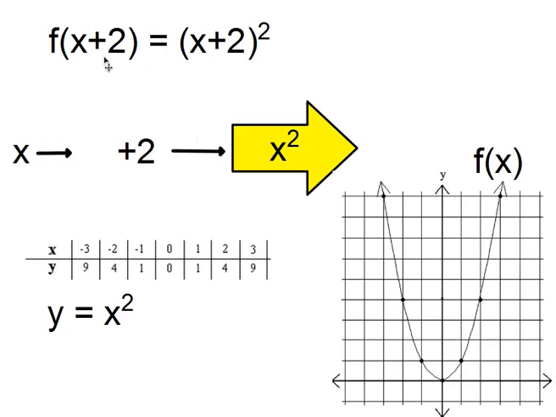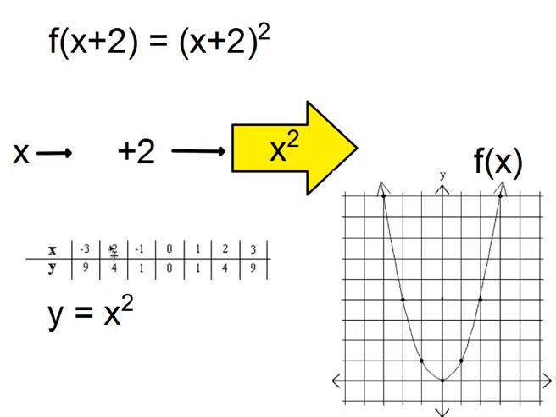So for this one here, we're looking at f of x plus 2. So I'm going to show you what happens if we add a number to our x value before we start squaring it. So this is what it would look like in our number machine system. So if we start with x and then we add 2 before we square it, then we're going to consider what happens. So this was the original y equals x squared. So this is what we started with.